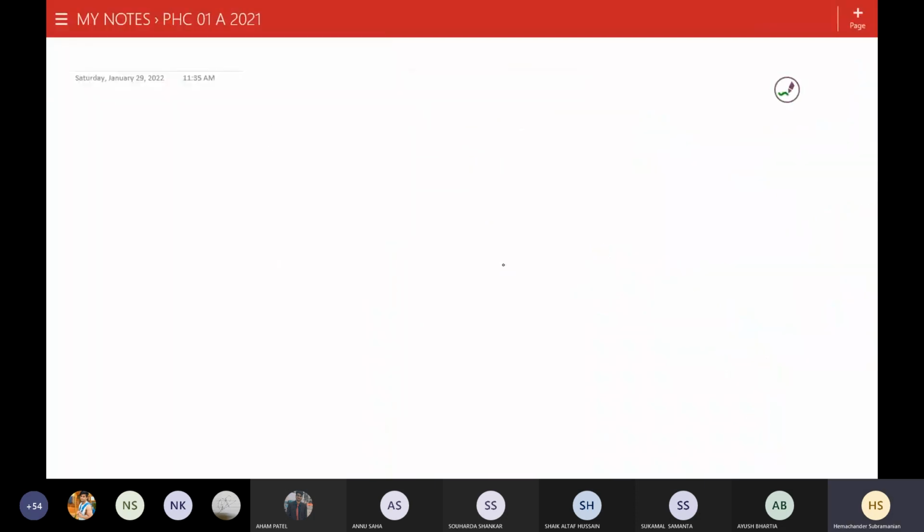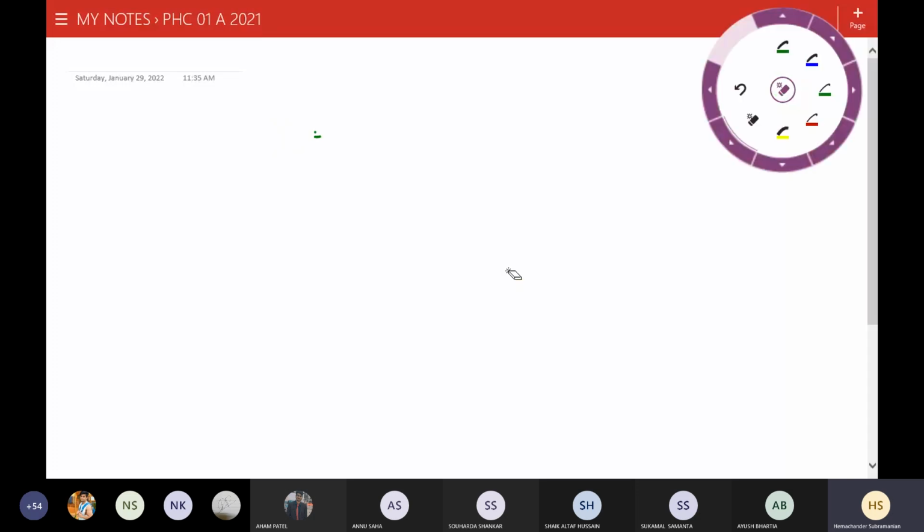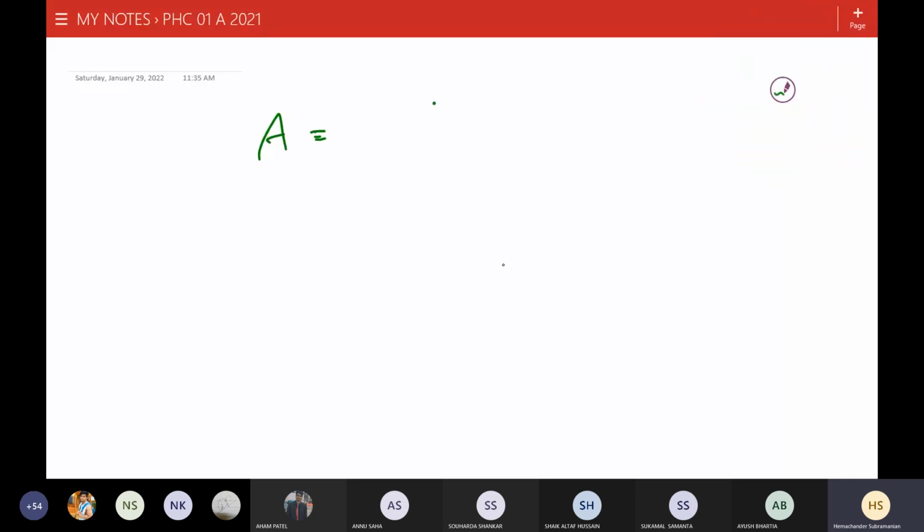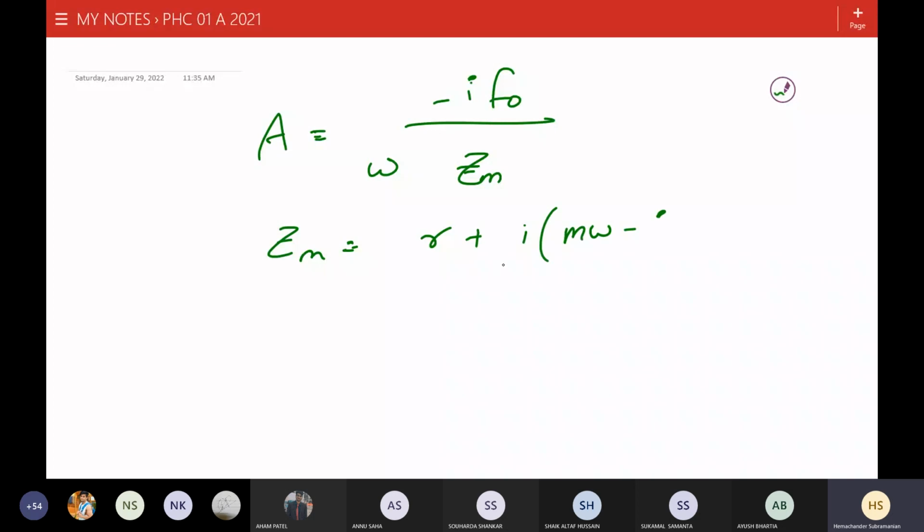So my x, let's begin with A. A is minus i F naught omega. And then I can write the whole thing as ZM, where Z is your impedance. ZM is R plus i M omega minus S over omega. This is your impedance, and this is your reactance.